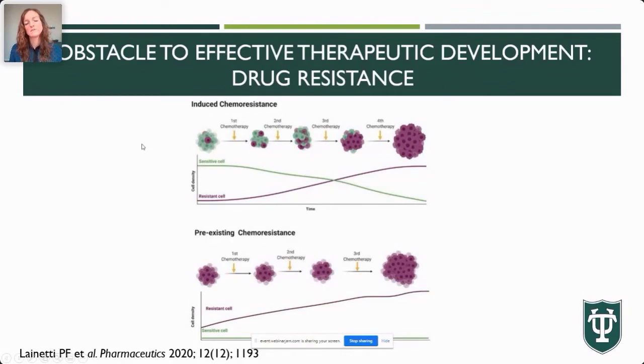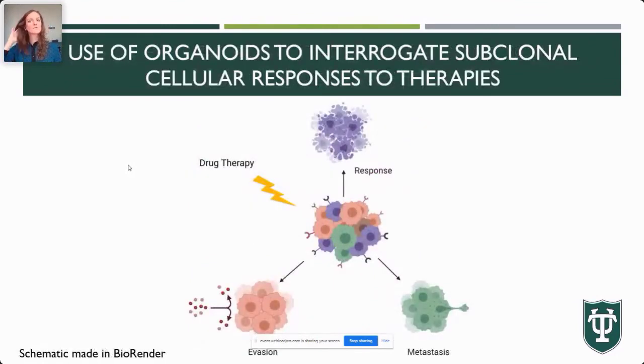Or you can have induced or acquired chemo resistance, where some of those subclones within a tumor that aren't affected by chemotherapy get a partial response. And then over time, those subclones can grow and populate and cause tumor recurrence or tumor growth despite the chemotherapy regimen. So a really important concept that prevents effective therapeutic regimens. And organoids can be used to interrogate the subclonal cellular responses to these therapies.